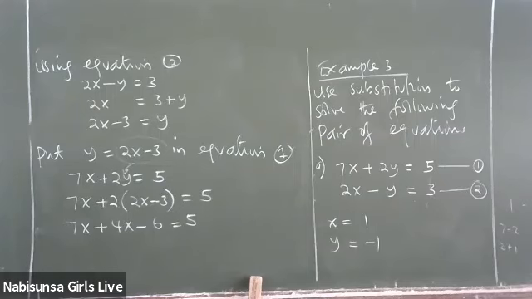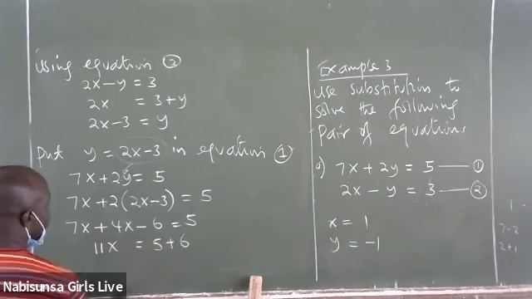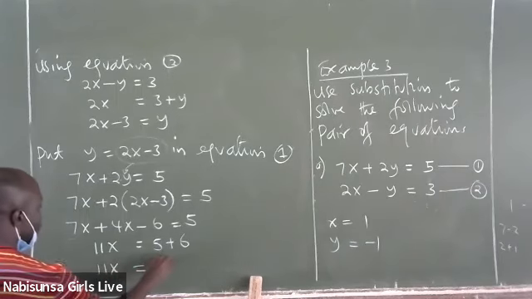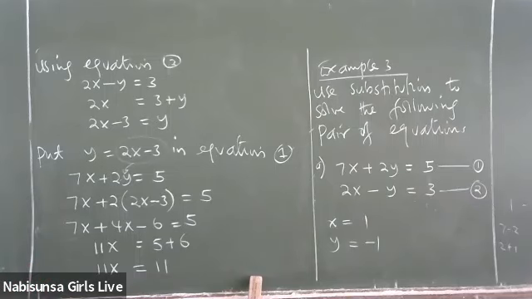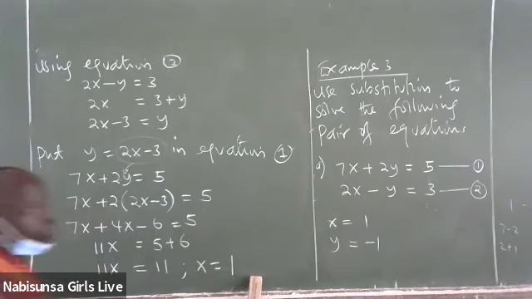Then I collect like terms. This is 11x equals to 5 plus 6. Yes. So 11x is equal to 11. Okay? Then divide both sides by 11. You will surely get x as what? As 1.